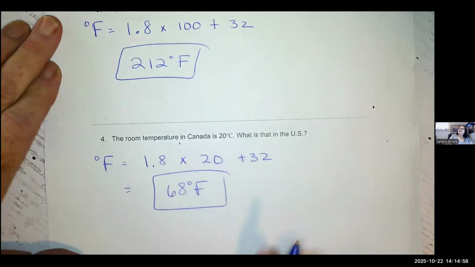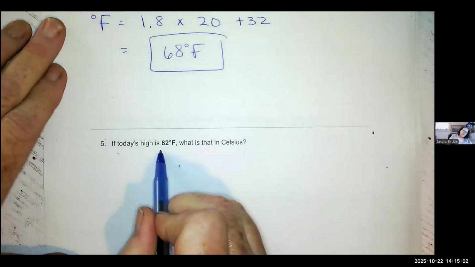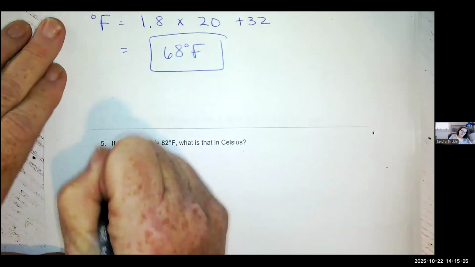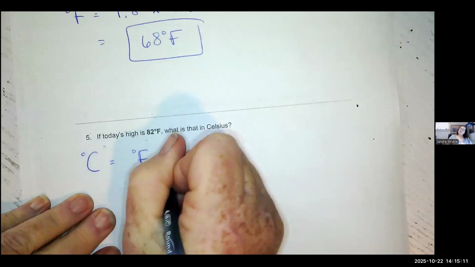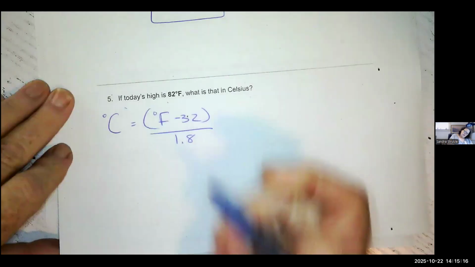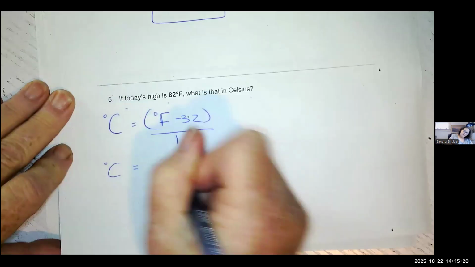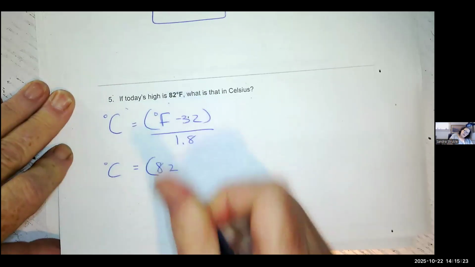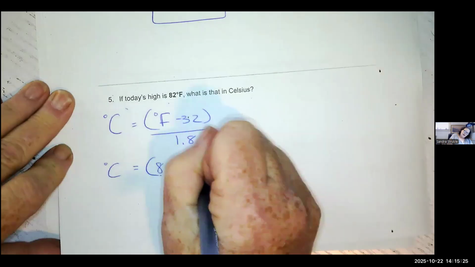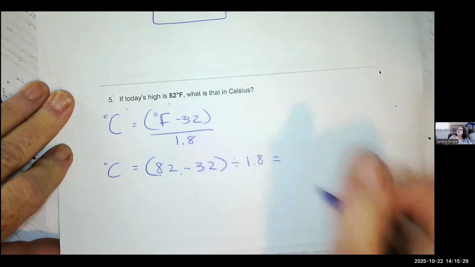If today's high is 82 degrees Fahrenheit, what is that in Celsius? So we're looking for degrees Celsius. I'm going to rewrite it again. I don't have it memorized. Fahrenheit minus 32 over 1.8. We're going to do it all at once. That means you're going to use a parenthesis, 82 minus 32, close parenthesis, divided by 1.8 and equals. That's to put it all in at once. Feel free to go ahead and put that in.